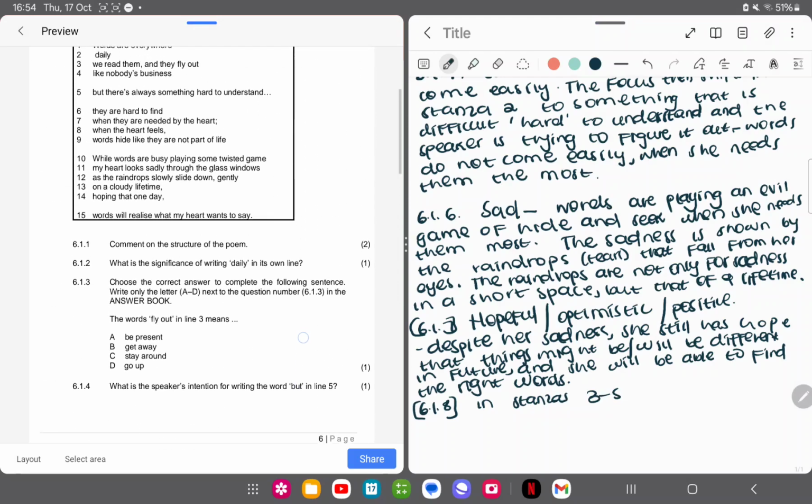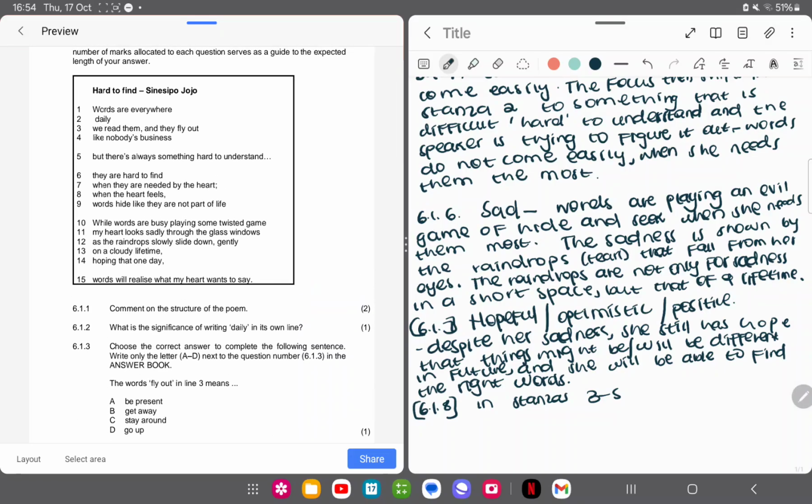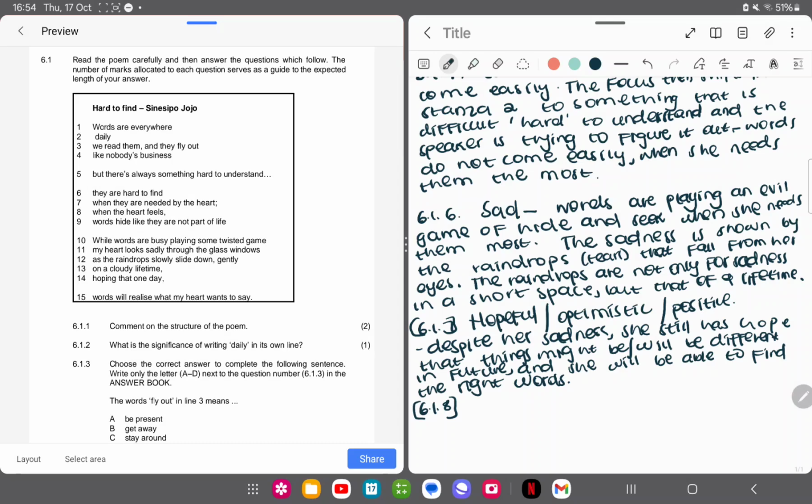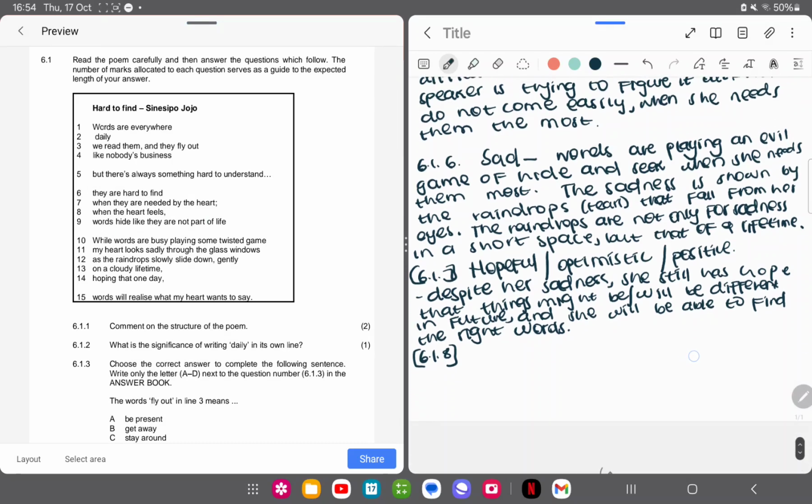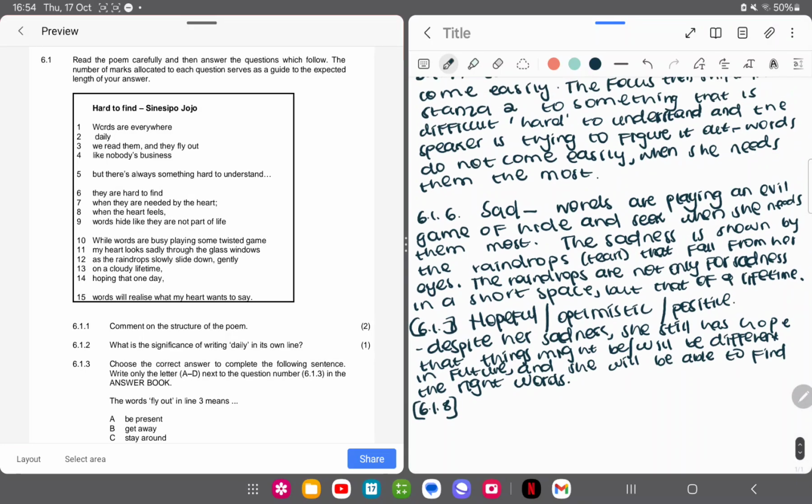So here we can say that a metonymy is used in stanzas 3 to 5. Wait, let me go to there is this. No, it's not 3 to 5. I even wrote stanzas. It's not it. So here, when we look at stanza, this is stanza 3, right? So it says, they are hard to find when they are needed by the heart. The heart represents the speaker. It says, when the heart feels, words hide like they are not part of life. So the heart simply represents the speaker.